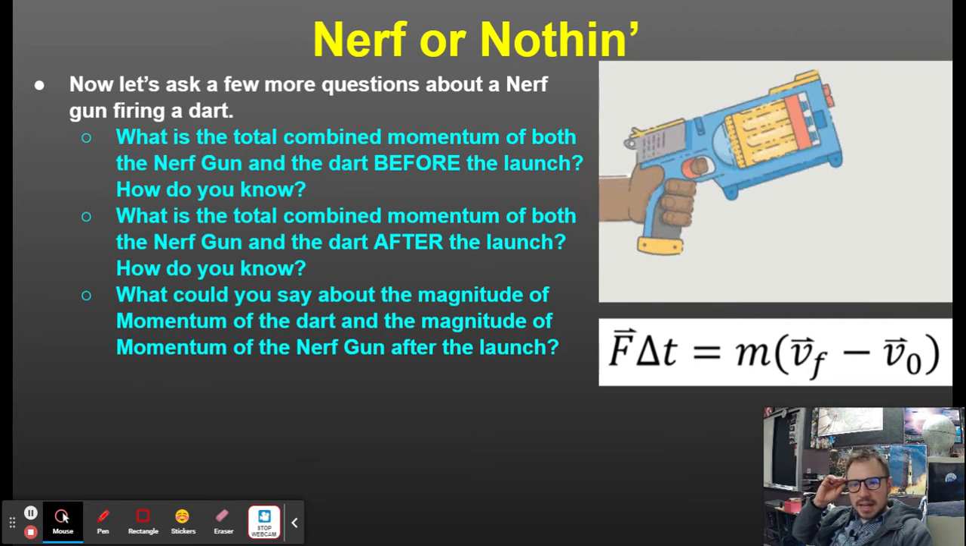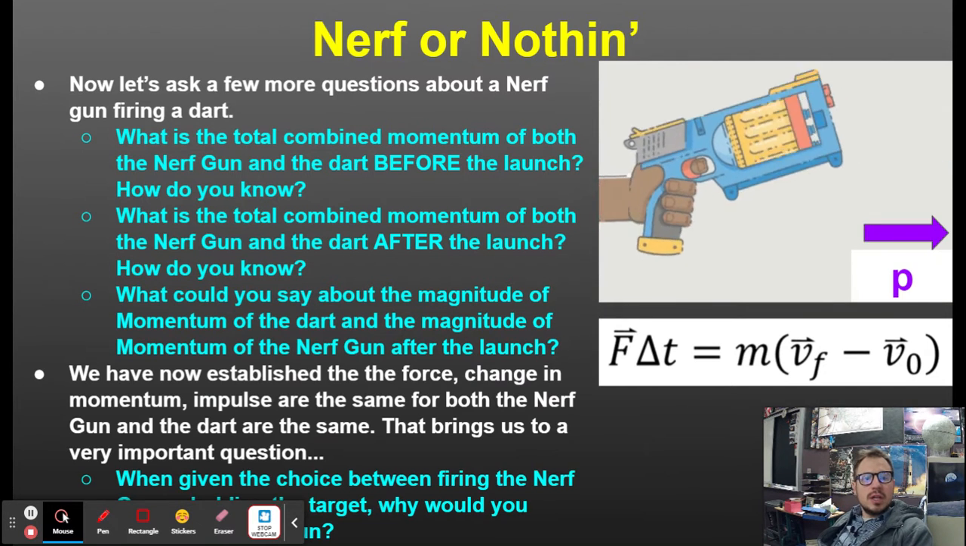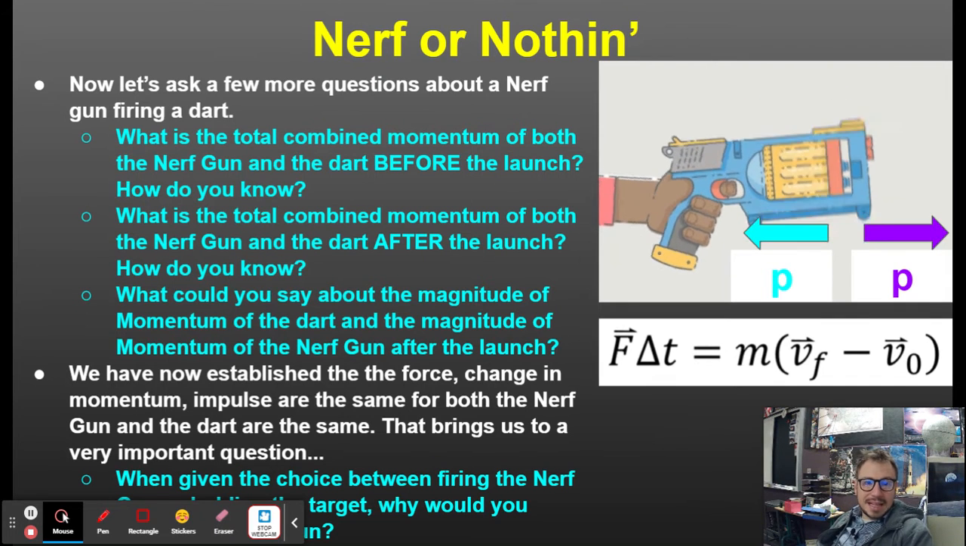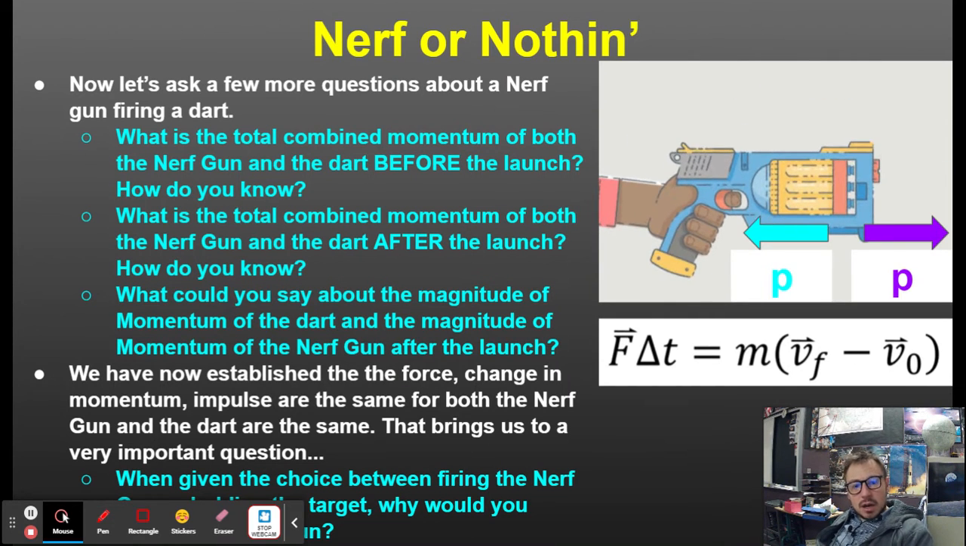So what could you say about the magnitude of the momentum of the dart and the magnitude of the momentum of the Nerf gun after the launch? You started with zero and end with zero, so the momentum going forward is going to balance out with the momentum going backwards, because it has to be zero. That Nerf dart is going to have the same momentum as the Nerf gun after it's fired.